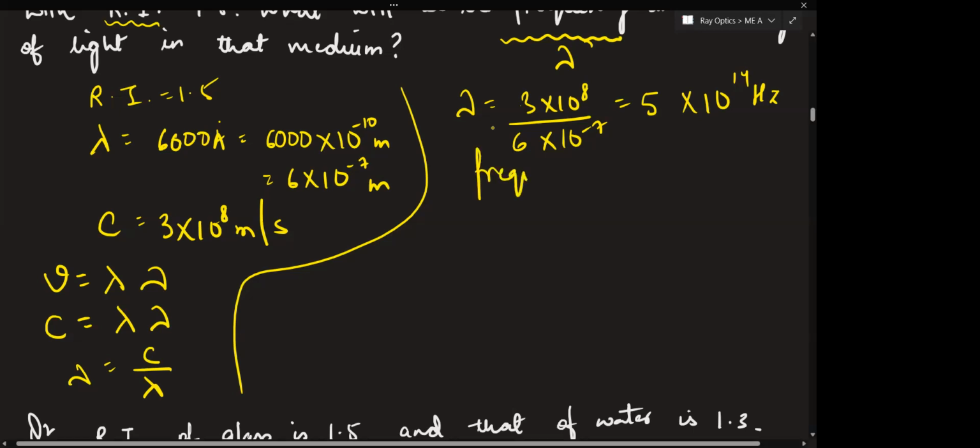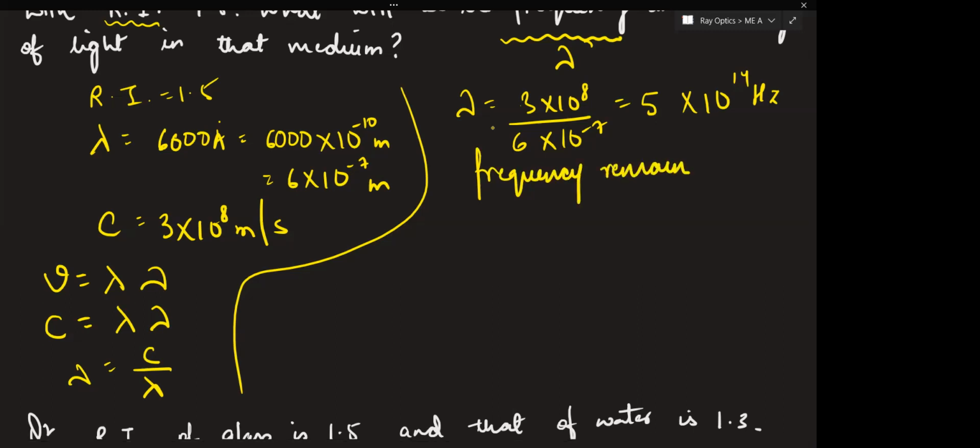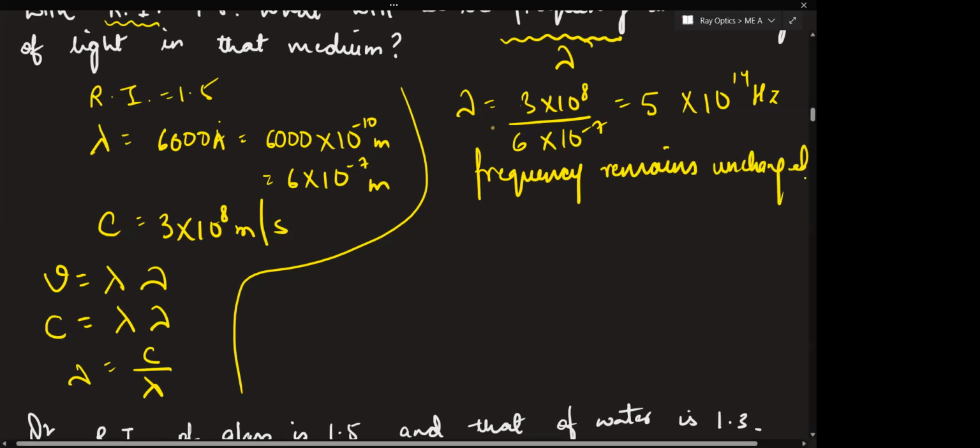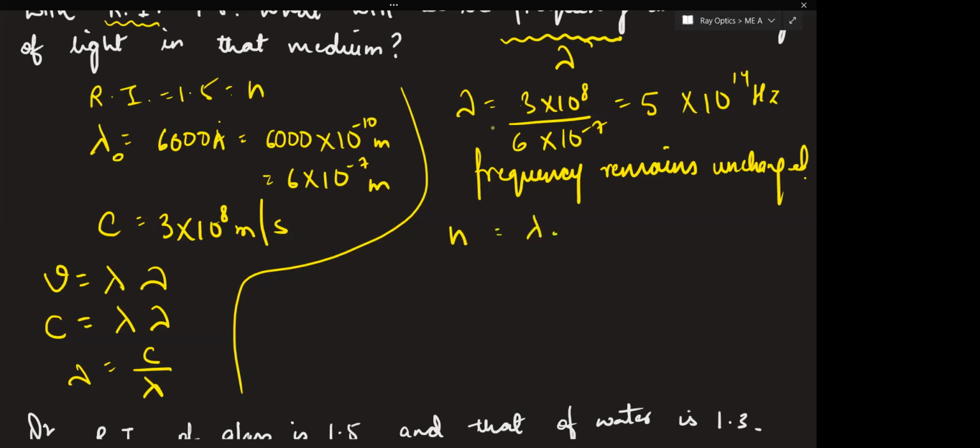Remember this fact as a theoretical fact also. Frequency remains unchanged. All right, then now you can calculate. See, refractive index is given. Refractive index in air is given. This is lambda, not lambda. We have to calculate. So refractive index n, which is 1.5, is refractive index in air by refractive index in that medium.